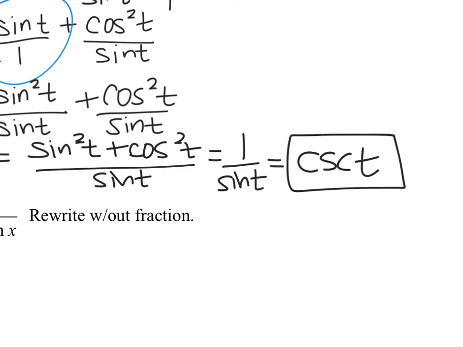They're identities. They're the same thing. You know what an identity is, right? It's exactly the same. Like 2 times x plus 1 is the same thing as 2x plus 2. We just did an identity. This is what it's equal to.